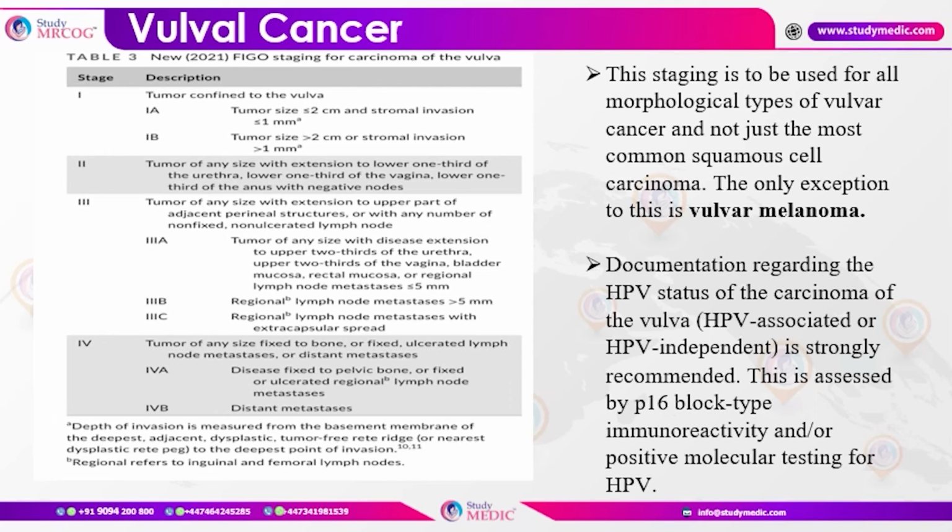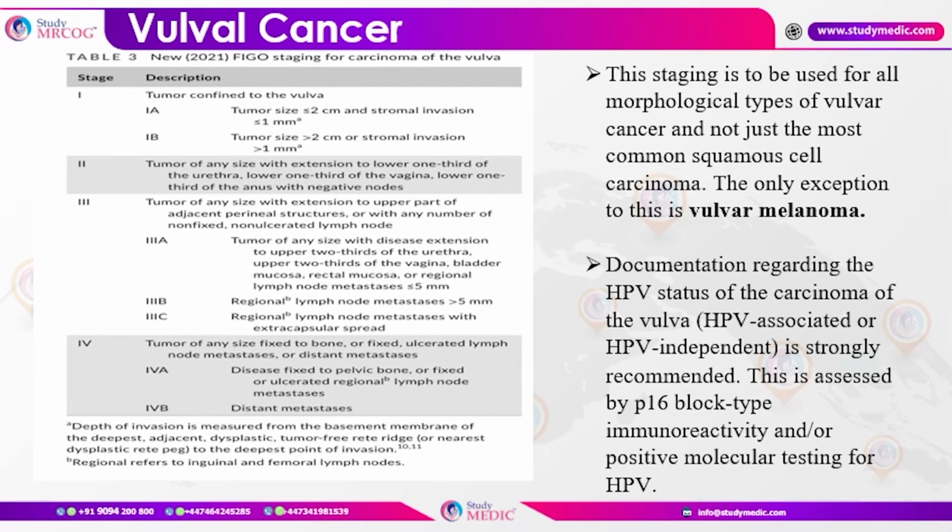extracapsular spread. So please remember, inguinal lymph nodes are the regional lymph nodes of vulval cancer. However, for ovarian cancer or endometrial cancer or cervical cancer, inguinal nodes are extra-abdominal lymph nodes. So there, if the inguinal nodes are positive, then it is stage 4B. However, for vulva, they are regional lymph nodes. So please remember this point.